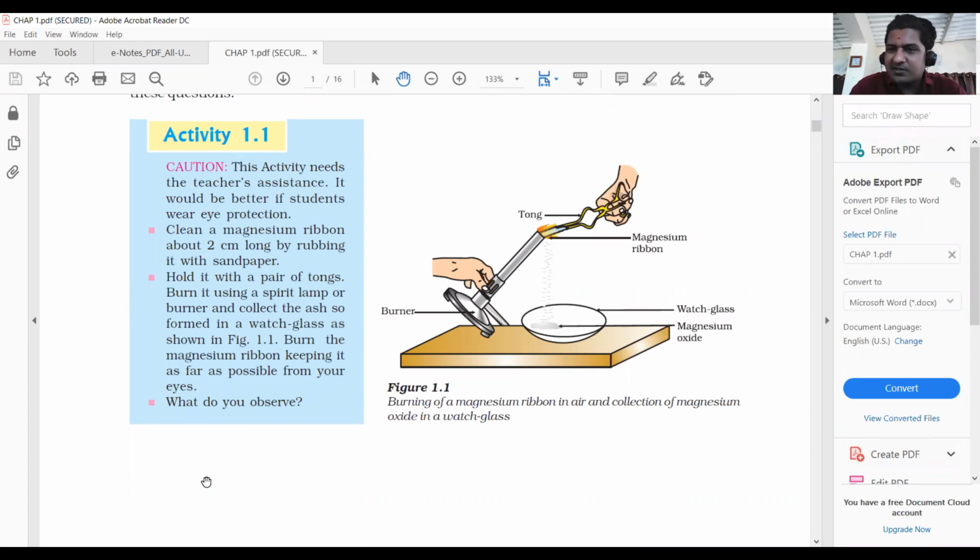Eye protection, and do this in the presence of your guide. Clean a magnesium ribbon about 2 centimeters long by rubbing it with sandpaper. Hold it with a pair of tongs and burn it using a spirit lamp or burner, and collect the product in a watch glass as shown in the figure. Burn the magnesium ribbon and keep it as far as possible from your eyes.